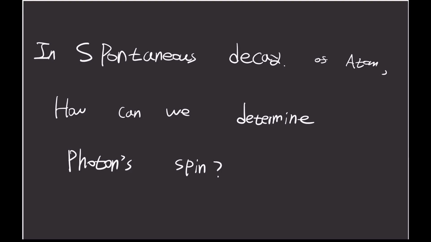Hi guys, today I'm gonna talk about spontaneous decay of an atom: how can we determine the photon's spin? To summarize, there is some correlation between the photon's polarization and the vacuum field's polarization.